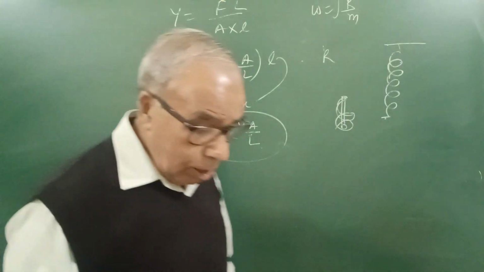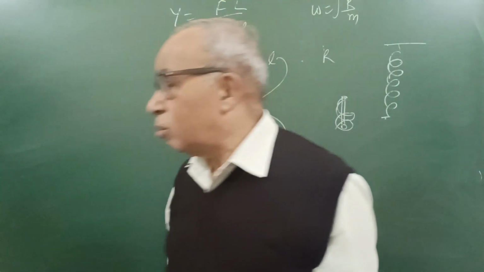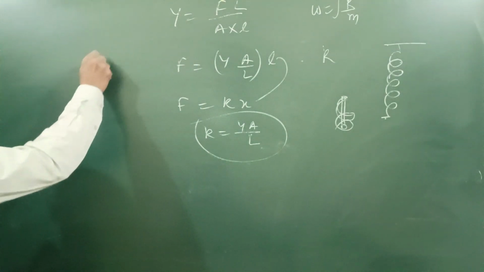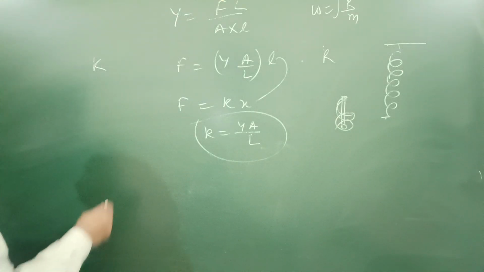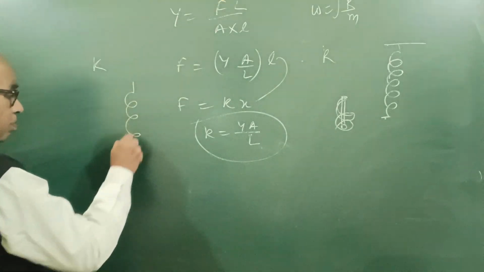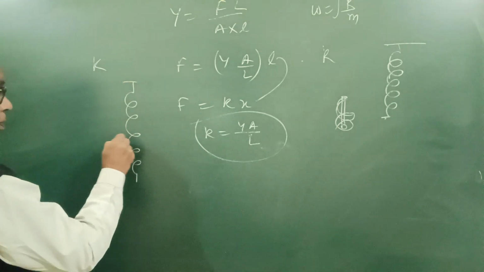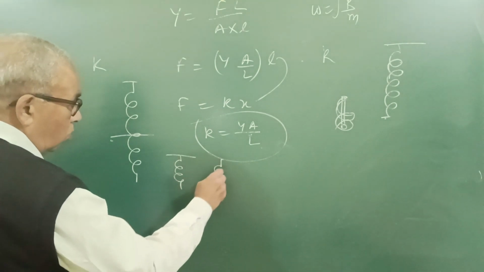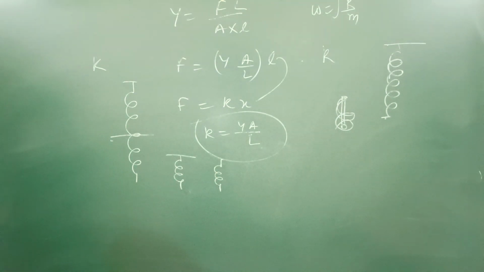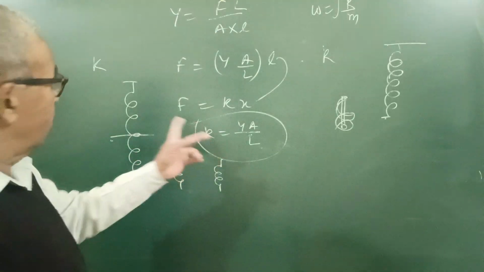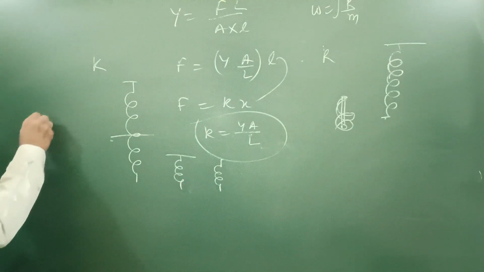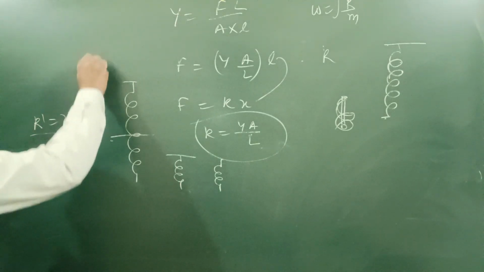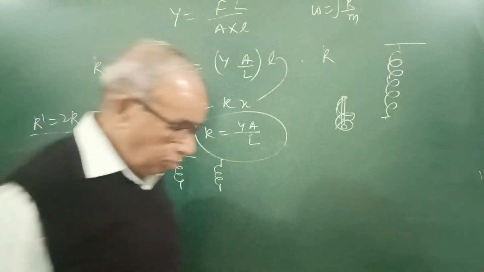Actually, once one of my friends asked a question: when a spring of constant k is cut into two equal parts, what is the spring constant of each part? So the length becomes half, so k becomes k dash, now 2k. I asked him, do you know the explanation? He said no, this is how it is.